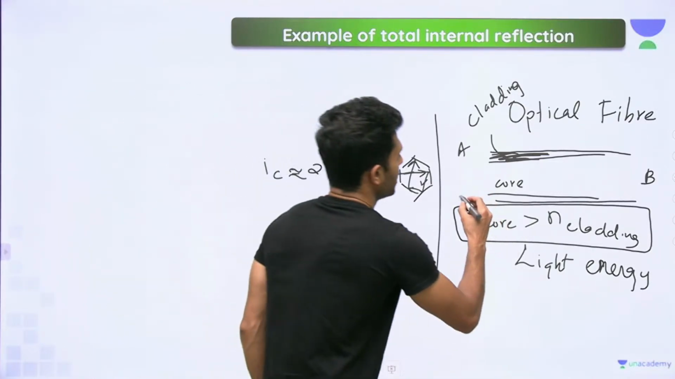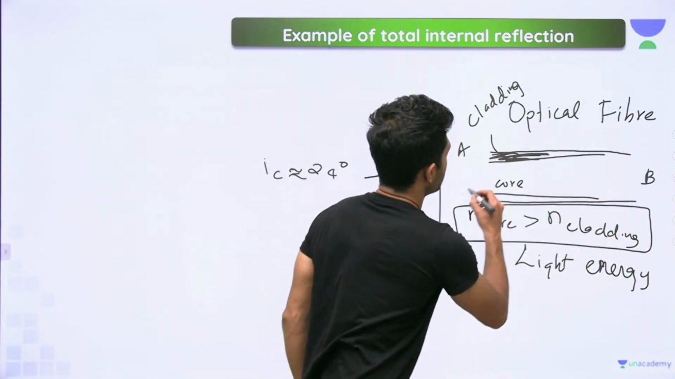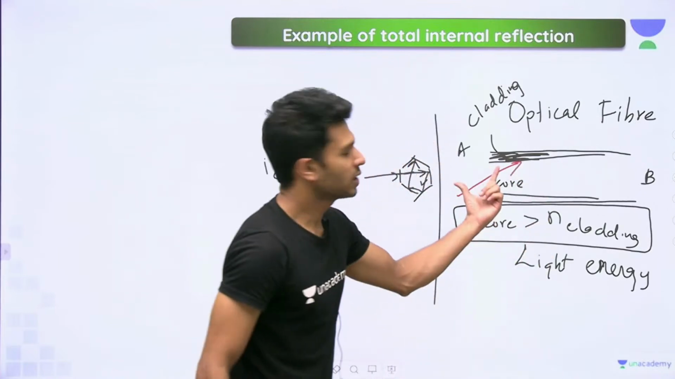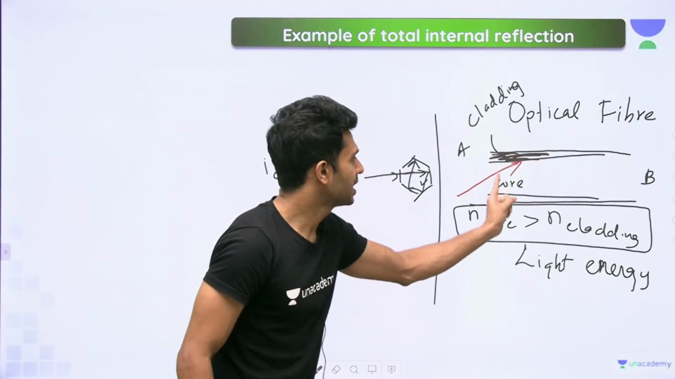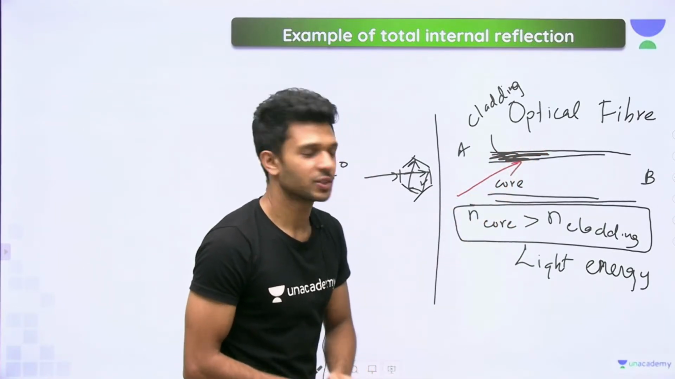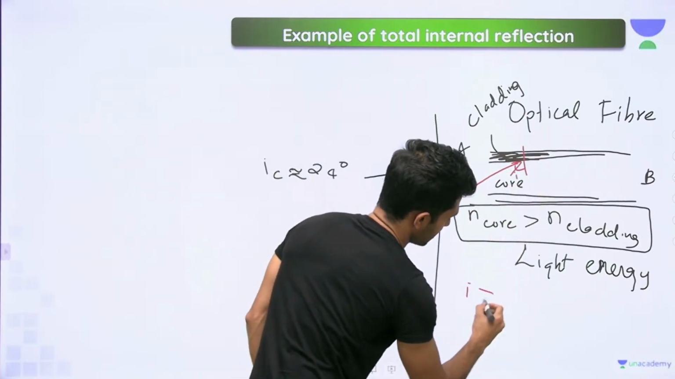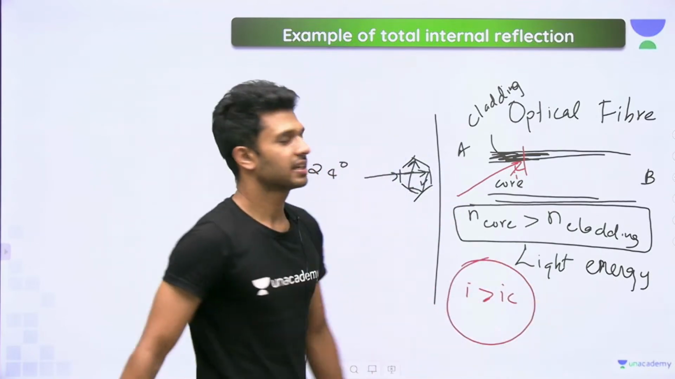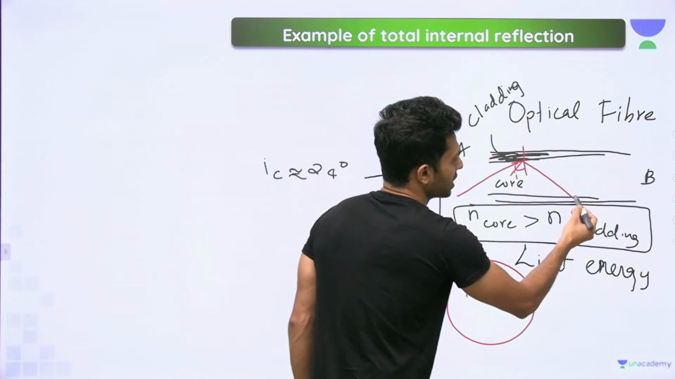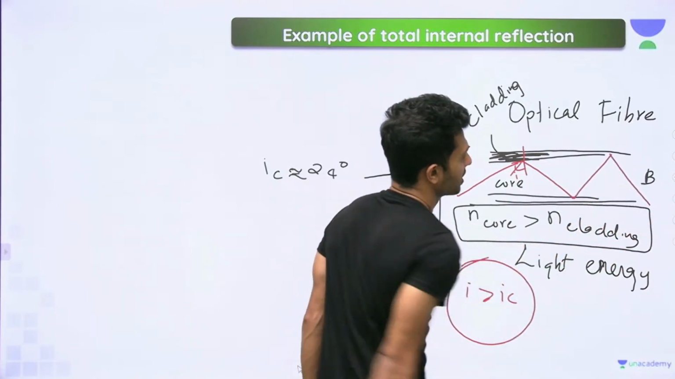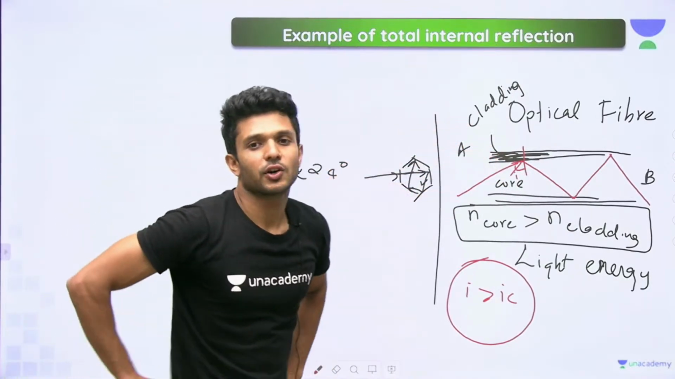The use is, if you are having a light ray passing like this, this will feel like a light ray passing from the core to the cladding, matlab a denser medium to rarer medium. So whenever a signal is sent, they will make sure that this angle of incidence is greater than critical angle. In that case, what happens? Yes, this will undergo reflection. Again, total internal reflection. Again, total internal reflection, which will take this entire light ray to the other end of the optical fiber.